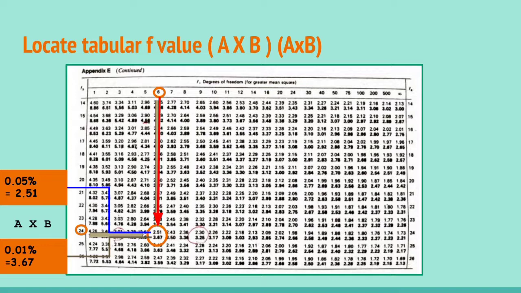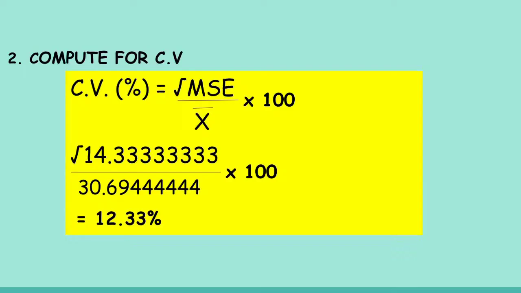Before making our conclusion, we'll be computing for the coefficient of variation. This will be the last computation for this problem. To get the value of the coefficient of variation, we will divide the square root of the error mean square by the treatment mean and multiply that by 100.